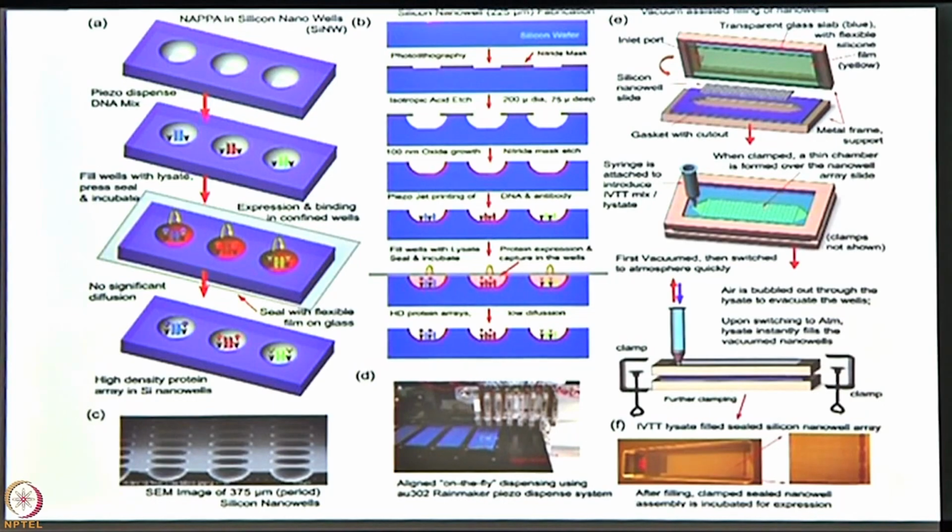So here, this is the process. You use photolithography to create a mask. You use the acid etching to create these wells. And then there's a couple of chemical treatments. And then we print the NAPPA mix into the wells. While I describe it like it was easy, this is actually quite an involved process to get this to work.